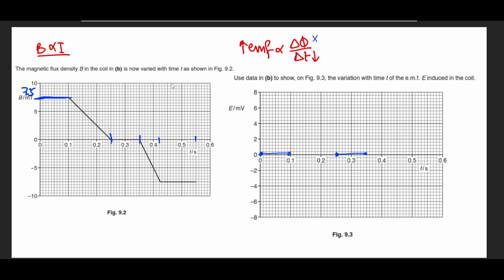So up to this point, and then just in front of, I think 0.4, up to here, up to this point, up to this point. These will be flat lines. There will be no EMF generated because there is no change. Even though there is a value, it's not changing.